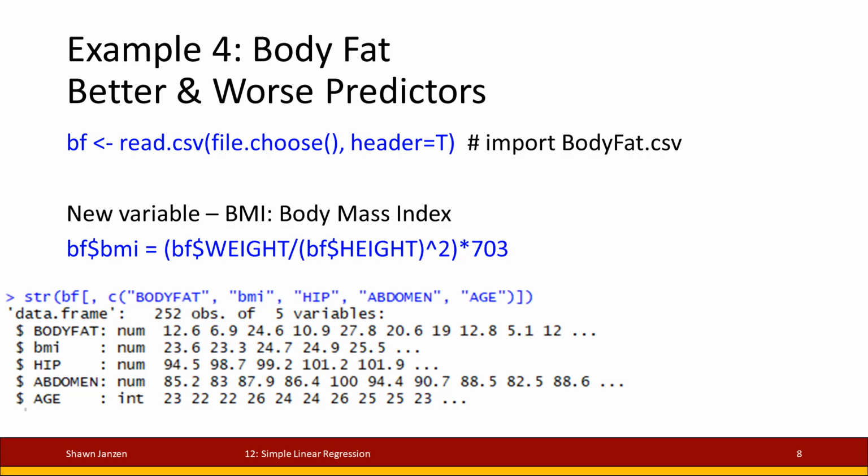We take weight divided by height squared, multiplied by 703, and that gives us BMI. So I've added BMI to the data, and now I have 4 different possible predictors for looking at body fat.